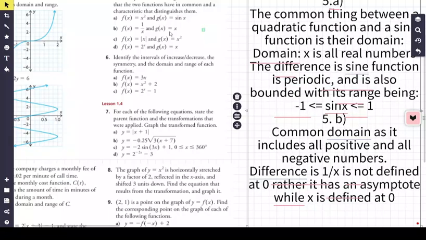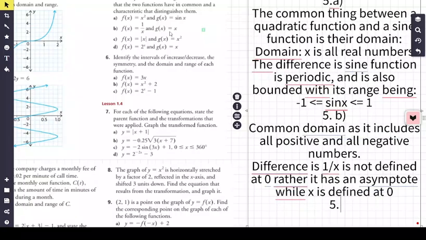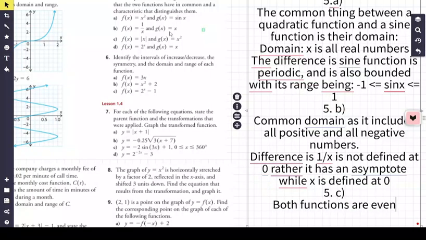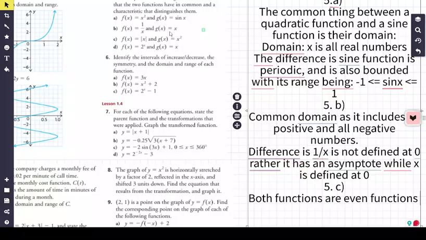Right? Pretty simple. Let's move on to c, where we have so many similarities: absolute value of x and x squared. Now this is when we can finally talk about something that is not a domain. Let's talk about symmetry. Both functions are even functions, right? Even functions meaning that they are the same.